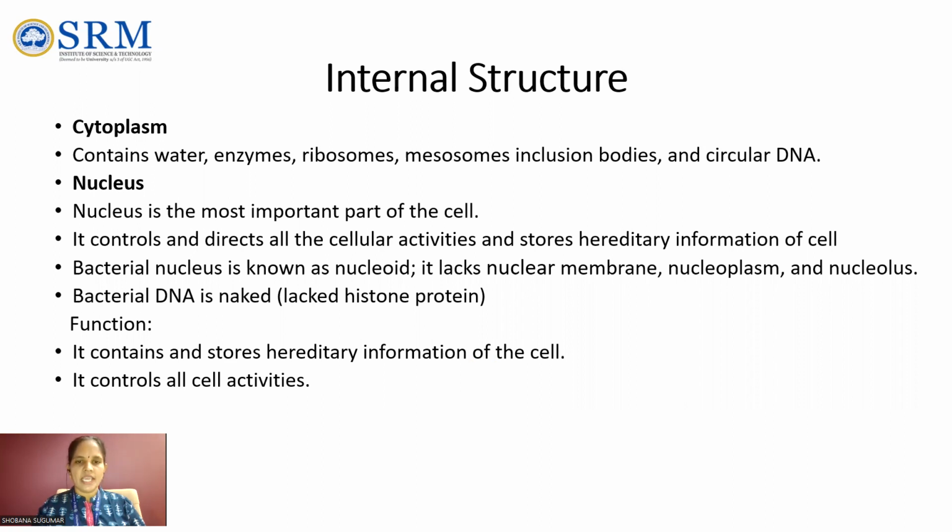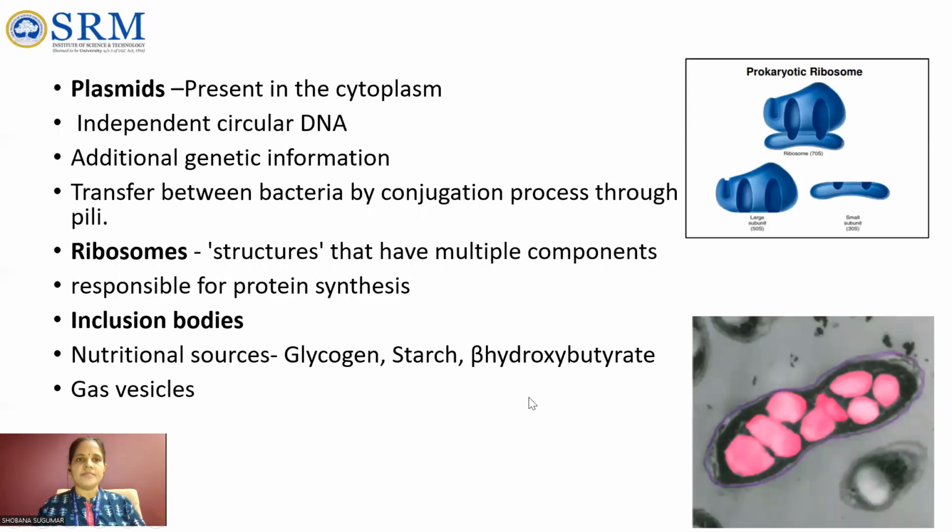Bacterial DNA is naked in nature. It lacks histone proteins. The function of the bacterial nucleoid is that it contains and stores the hereditary information of the cell and controls all the cell activities. And then the next important internal structure is the plasmid. It is also present in the cytoplasm. It is independent circular DNA, and additional genetic information is present in the plasmid. They get transferred between bacteria by the conjugation process through binding.